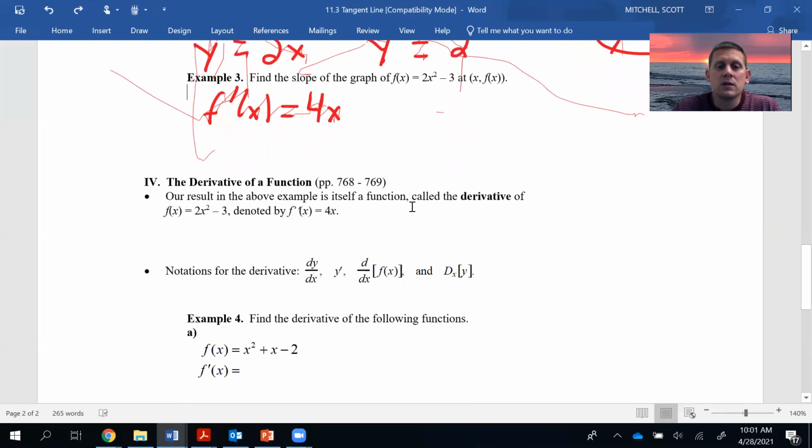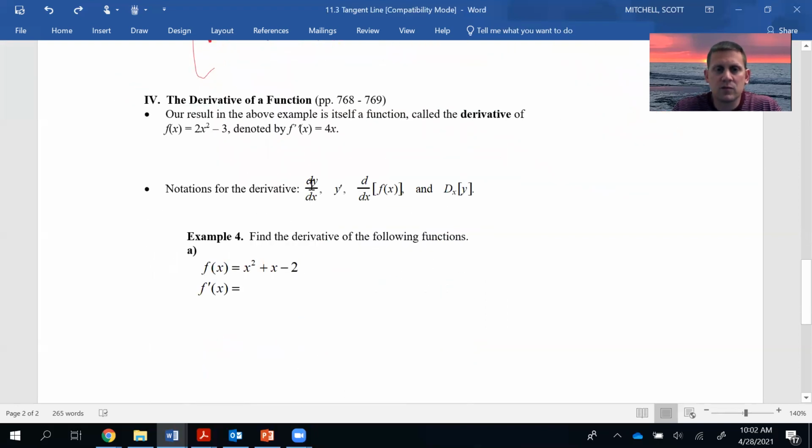Okay. So we talk about derivatives. The way you can show a derivative, you can say y prime, you can say dy over dx, you can say d over dx of f of x, you can say d sub x of y. And you can also call it, we've talked about this before, f prime of x. Any one of those works. It's more of a preference. When you're writing it, you get to choose. When you're reading it, you just have to be able to interpret. There's different ways of writing it.